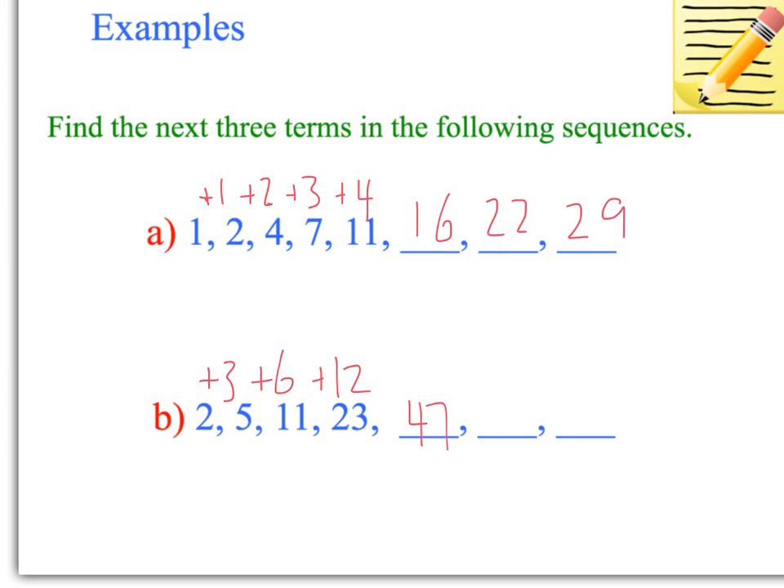Then we've added 24, so double 24 is 48. So we have to add 47 and 48 to get to the next one, which is 95. Okay, so then we need to double 48. Now this is where your calculator comes in handy. So that's 96. So we're adding 95 and 96 to get 192.